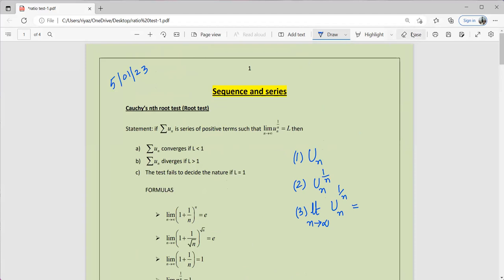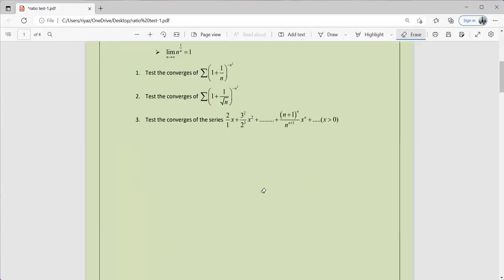No sir, only three steps. The un value we have to find out. If it is given, well and good. If it is not given, we have to find it out. Then we have to take the nth root. Power 1 by 2 means square root, power 1 by 3 means cube root, power 1 by n means nth root of that given series. So let us see some questions.